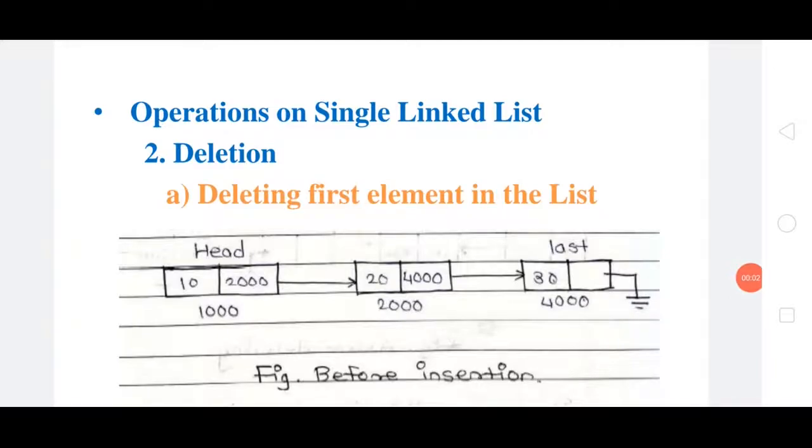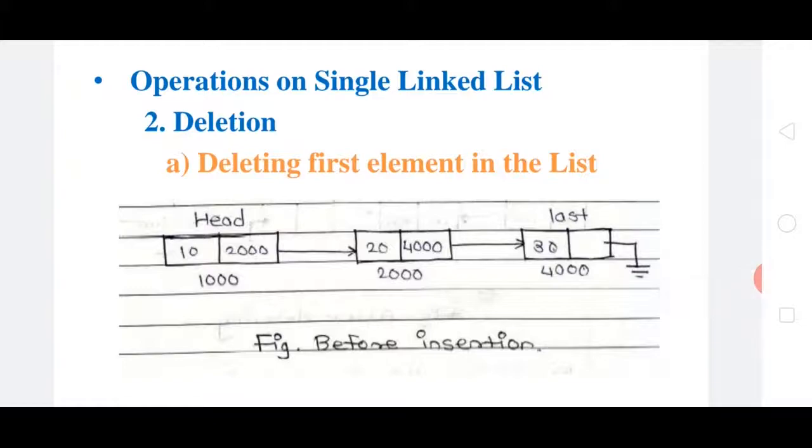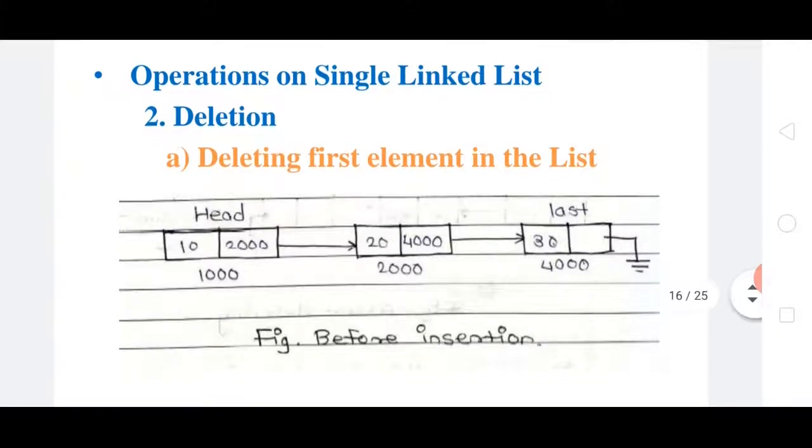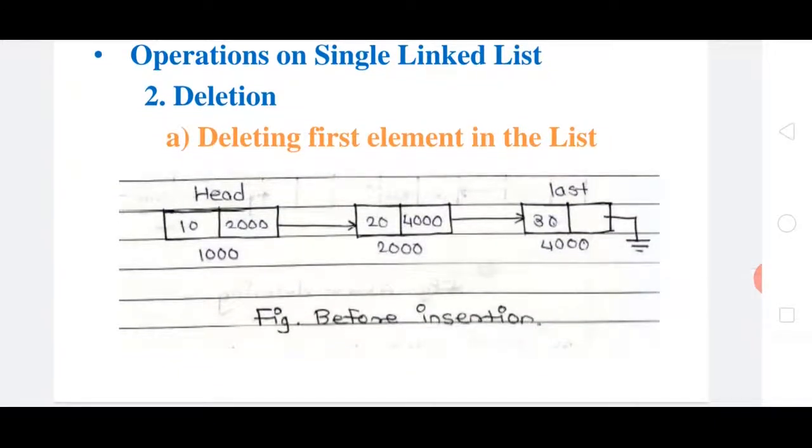The next point is deletion. Now here we can perform different deleting operations or different situations. The first situation is deleting the first element in the list. Now see in the figure which contains 3 nodes. The first node contains the element 10, the second contains the element 20, and the last node contains the element 30.